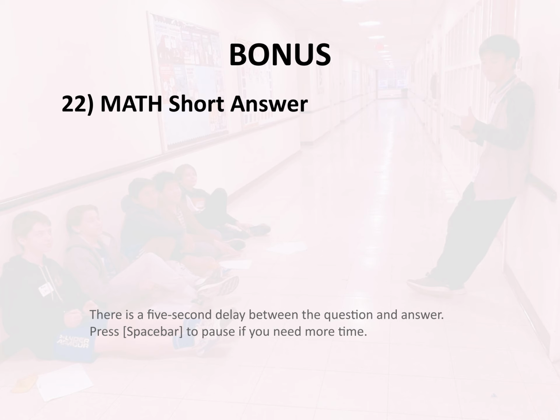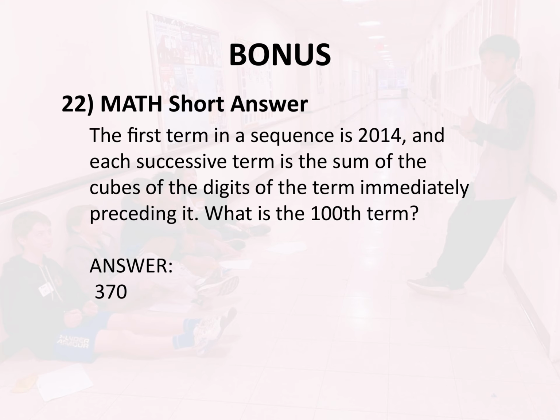Bonus 22. Math. Short answer: the first term in a sequence is 2014, and each successive term is the sum of the cubes of the digits of the term immediately preceding it. What is the 100th term? Answer: 370.